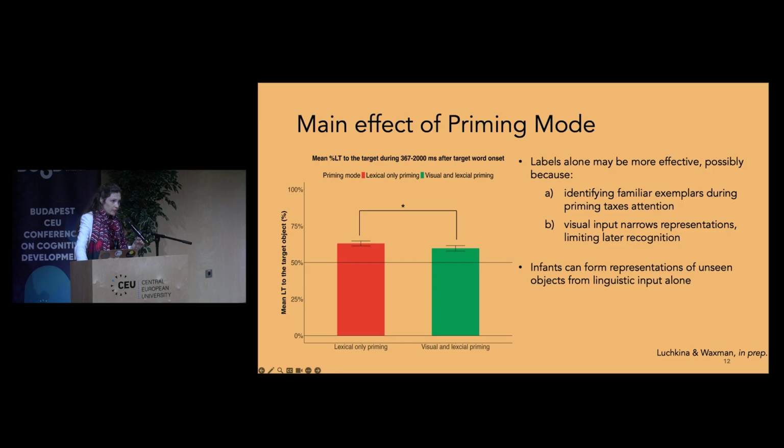And those representations are broad enough to include typical and atypical exemplars of the prime category. And broadly speaking, it suggests to us that labels really contribute to the development of representational and referential capacities in infancy. I am still a little puzzled by this finding, so I'll be really happy for your input and your suggestions with regard to interpretation of these findings and also the design of future investigations.